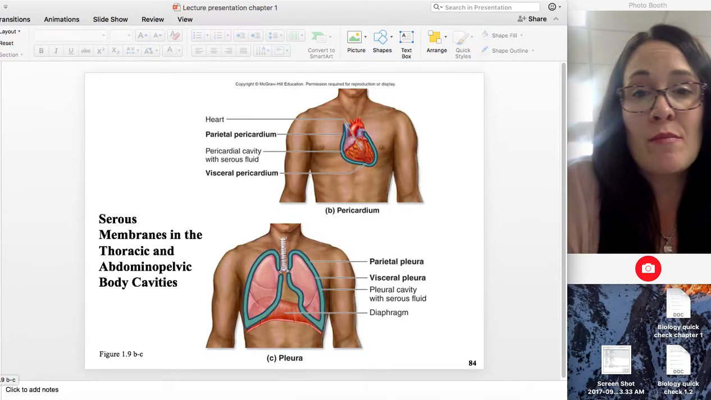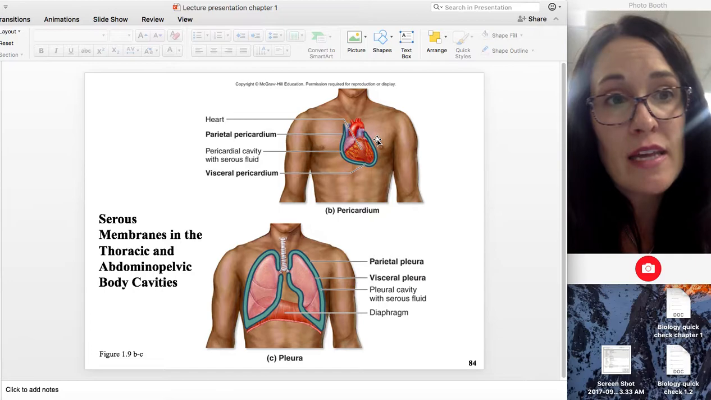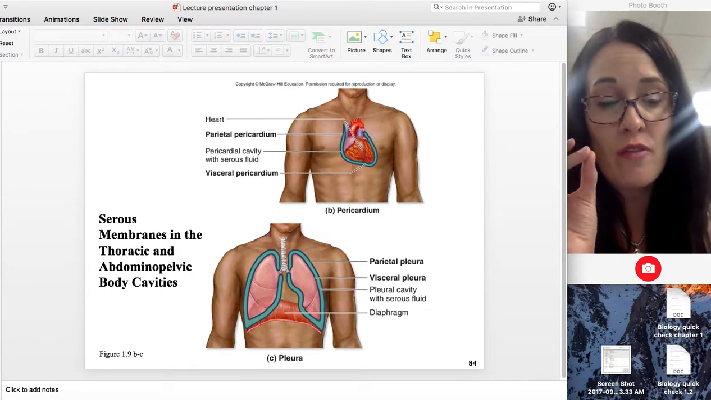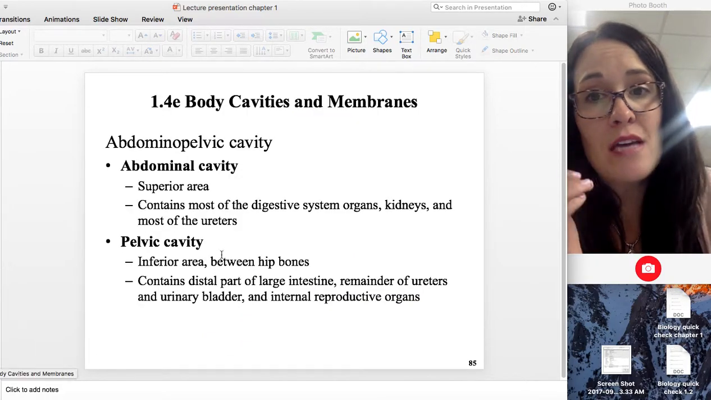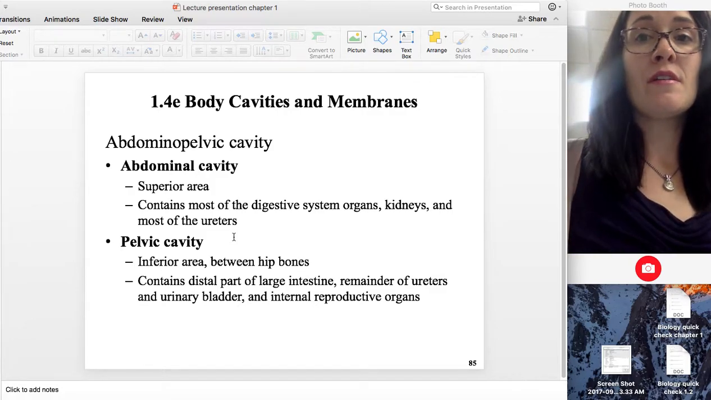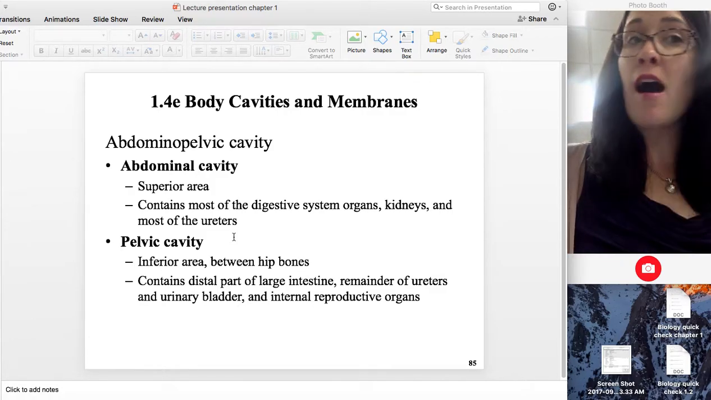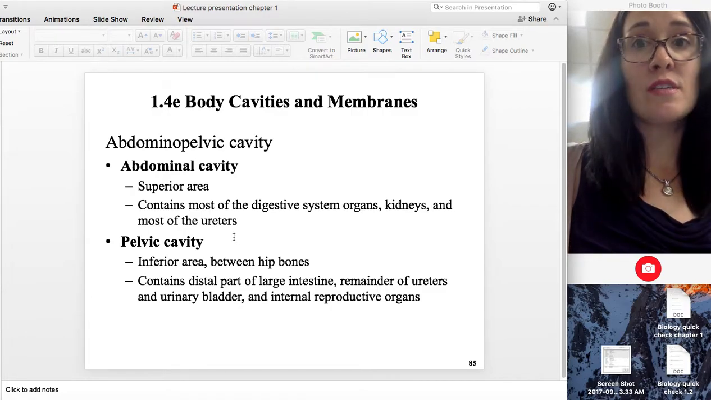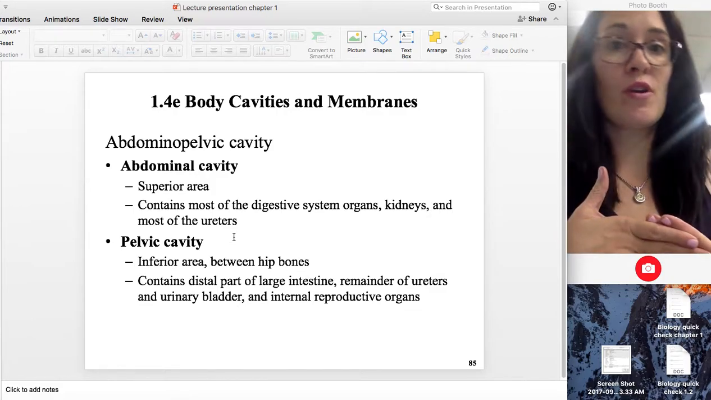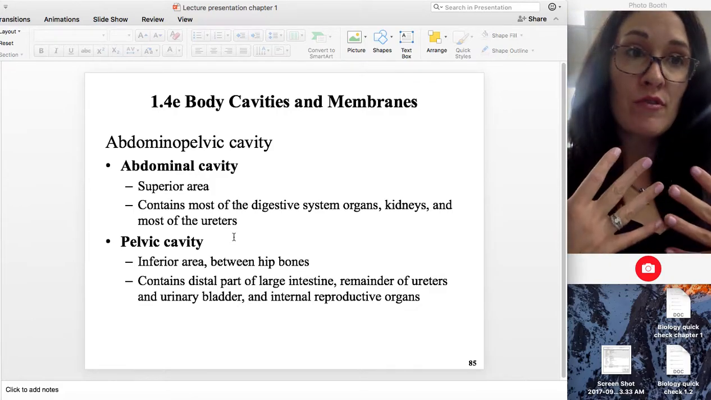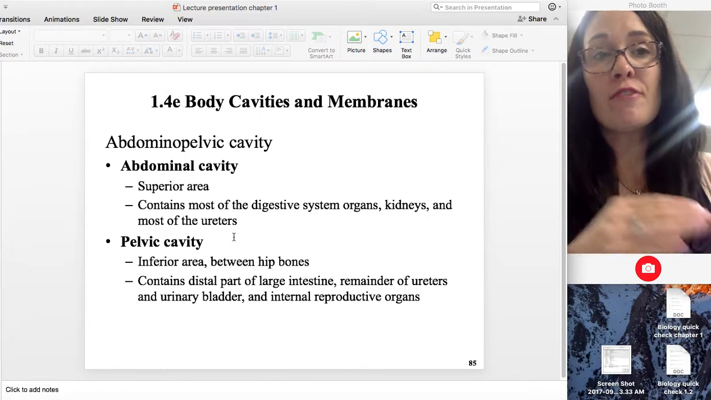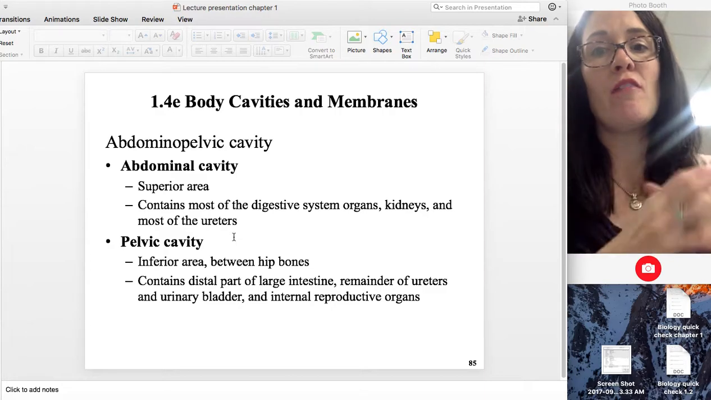And here's another great image showing the pericardium and the associated membranes and the fluid, and then the pleura around the lungs. And then the abdominal cavity. So if we go below the diaphragm, so below your rib cage, the part at the top that's not protected by any bones is your abdominal cavity. Think of your abs. Most of your digestive organs are in here, your kidneys, most of your uterus if you're a girl. And then below that, so the inferior area in between your hip bones is your pelvic cavity.